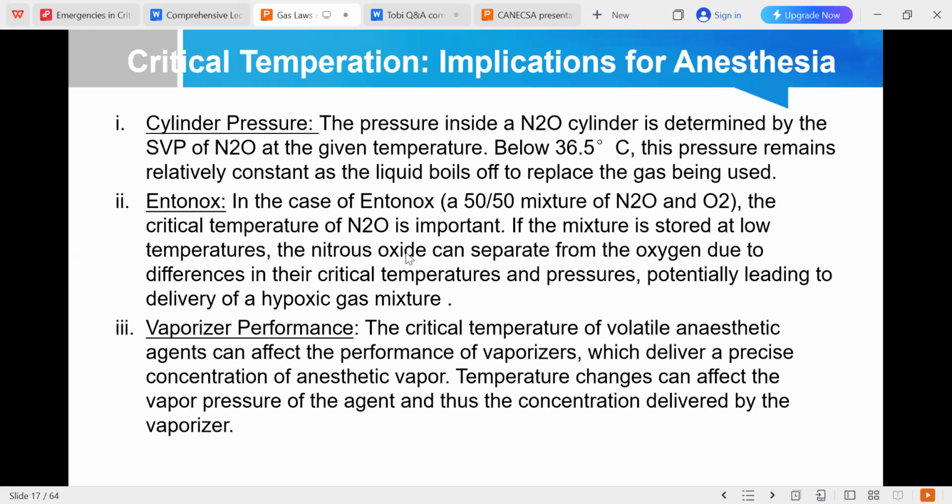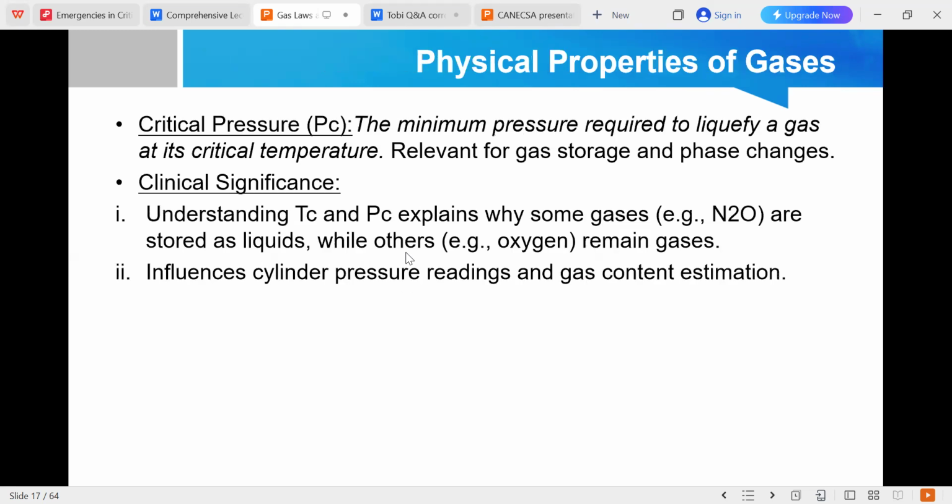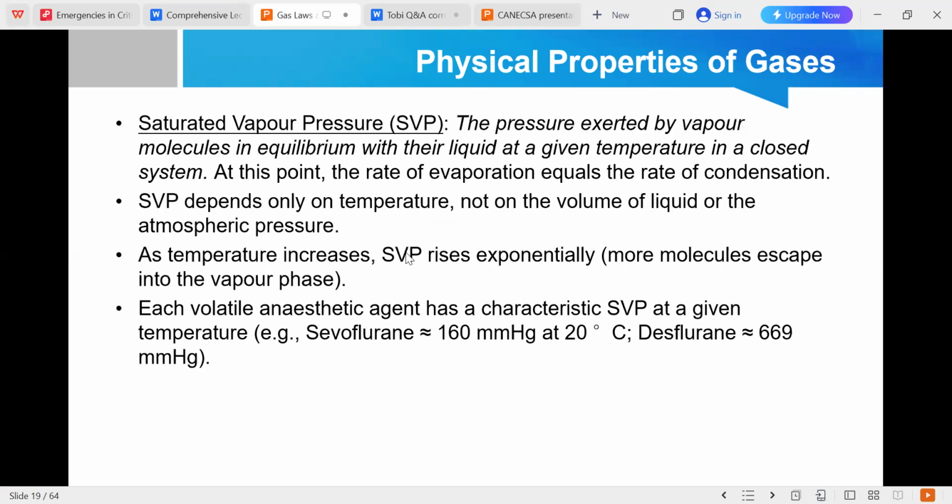And don't forget that the critical temperature of volatile anesthetic agents can also affect the performance of the vaporizers. Temperature changes do affect it, and that's why we have temperature compensated vaporizers. So critical pressure is the minimum pressure required to liquefy a gas at its critical temperature. This is important because it influences why some gases like nitrous oxide are stored as liquid, while others remain as gases. It also influences cylinder pressure readings and gas content estimation.